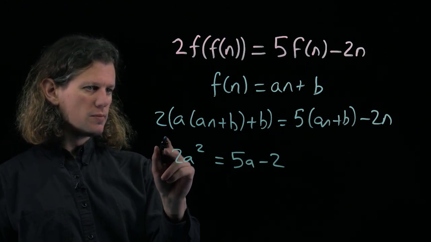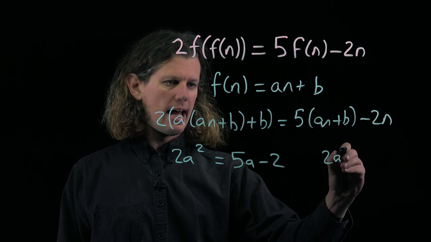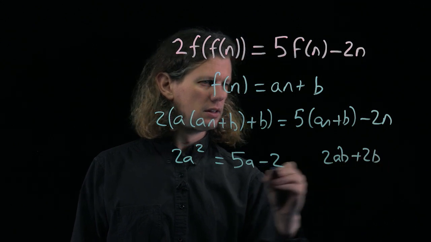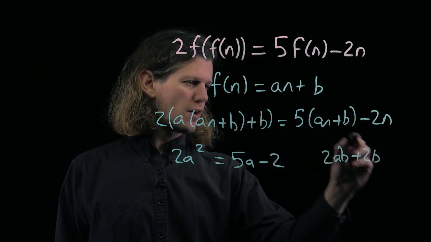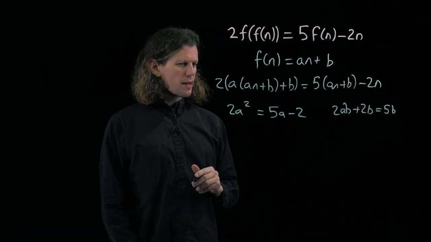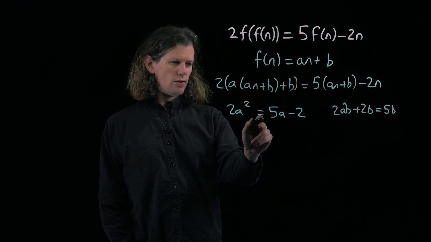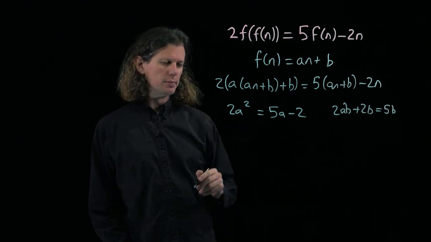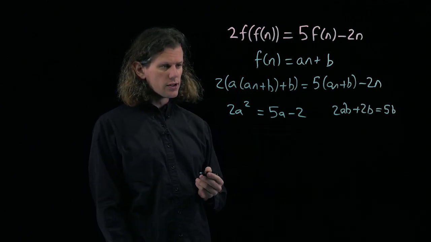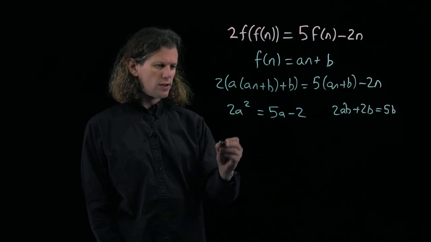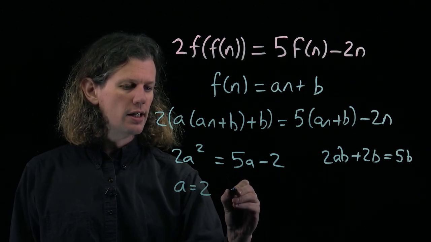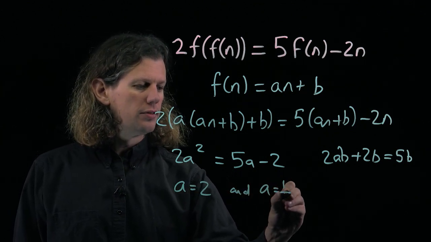And for the constant terms, we get 2ab plus 2b equals 5b. We can solve these separately, and it's probably a good idea to focus on the one on the left first, because that mentions only one of the variables. This is a quadratic equation in a, and we know how to solve quadratic equations. If we go away and solve it, we find that there are two solutions: one is a equals 2, and the other is a equals a half.